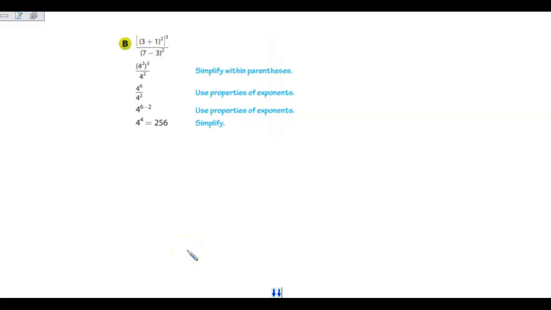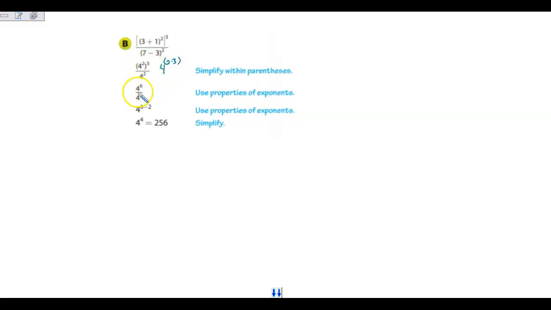When I look at this example, it's a division problem, but there's also grouping symbols. So inside this grouping symbol, we have 3 plus 1, and that's 4. So we have 4 to the 2nd power to the 3rd power. And then below here, we have 7 minus 3 to the 2nd power. So 7 minus 3 is 4 to the 2nd power. I see that I have a power to a power. So I'm going to take my 4 to the 2nd power to the 3rd power. And 2 times 3 is 6.